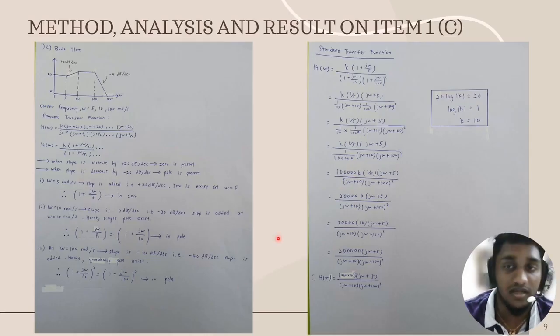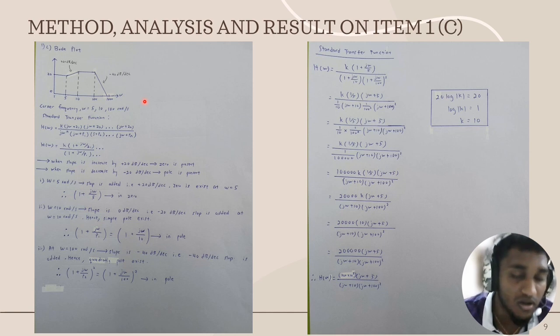Now I'm going to present the method analysis results on item 1C, and as we can see, this is our Bode plot. Firstly, I would like to explain how to form a transfer function equation from both plot graphs. Firstly, we must identify the corner frequency and poles. Here we can see the corner frequencies are omega equals 5, 10, 100 radians per second. Then these are the results, the data: negative 40 and plus 20 dB.